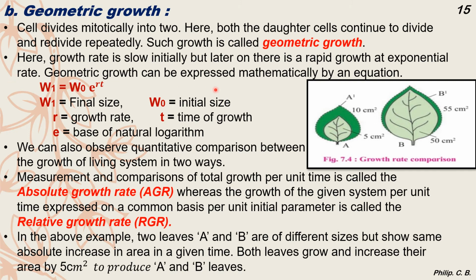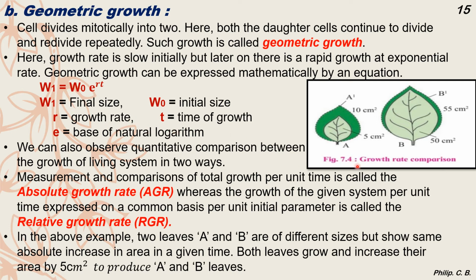So geometric growth can be expressed mathematically by an equation, W1 is equal to W0 e^rt. Now what are these terminologies? W1 is the final size, W0 the initial size, r the growth rate, t the time of growth, and e the base of natural logarithm.